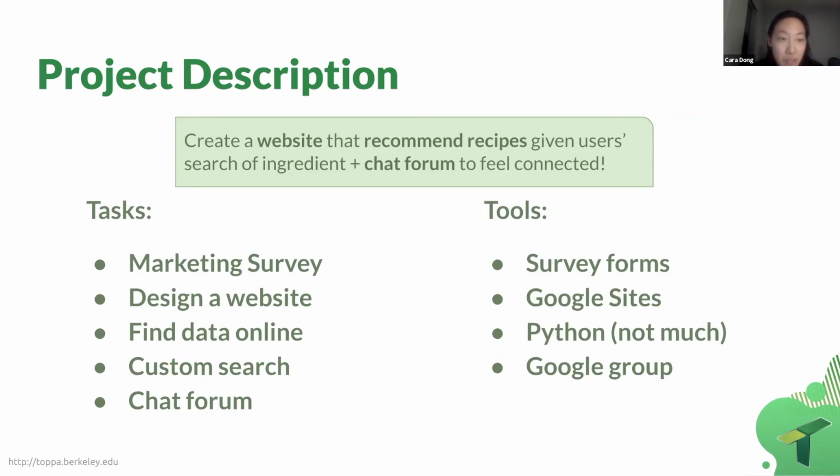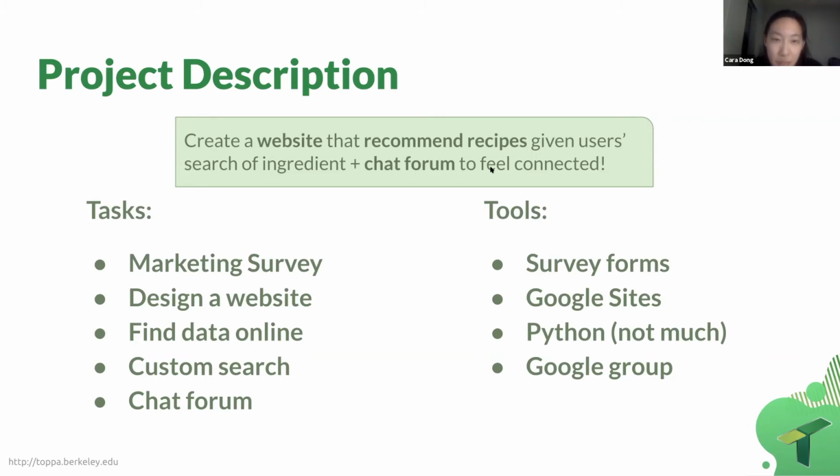On the left are some of the tasks that we may be going through this semester. First of all, we're going to develop and design a marketing survey, and we're going to spread it out to see the satisfaction rate of people with our potential website. And also we're going to design a website, which is the fun part. We'll have to find recipe data online later, and then we will connect the data to the website. Then it goes to the custom search part, where we'll be searching code online and trying to develop a sort of search engine into the website. And the last part is the chat forum that we will be implementing.